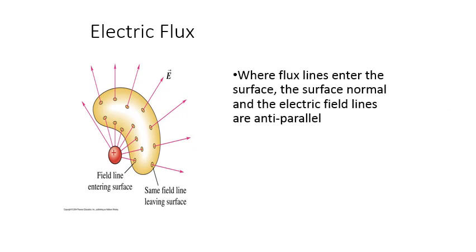Here, flux lines enter the surface. The surface normal and electric field lines are anti-parallel. The meaning is where the lines are entering from this side, this should be the direction the lines are entering. However, the surface normal will be in this direction.